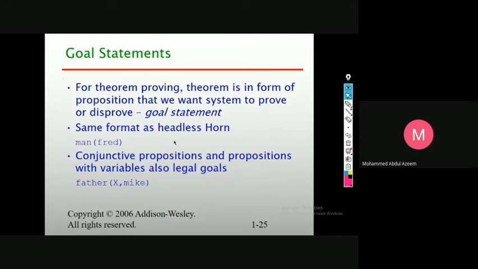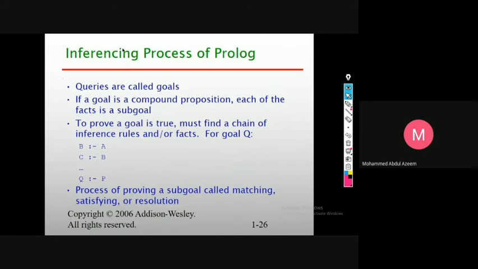These are the headless Horn clauses, and these are conjunctive propositions, and propositions with variables are also legal here, like Fred is a man, X is father of mine. Now the inferencing process of Prolog. Inferencing generally means you are trying to generate a new proposition from the existing propositions.